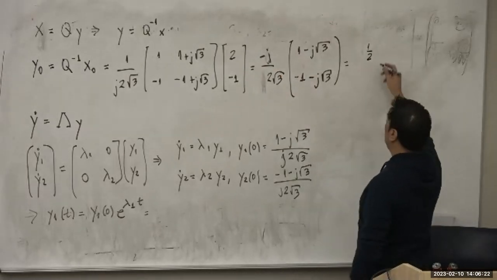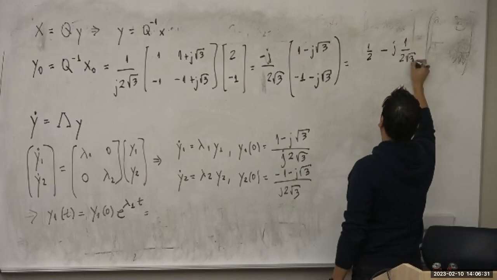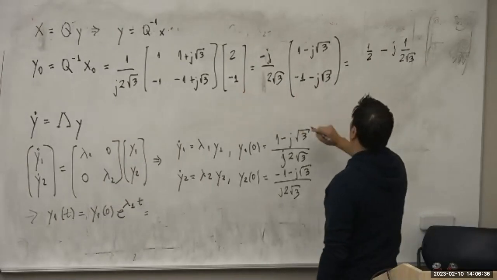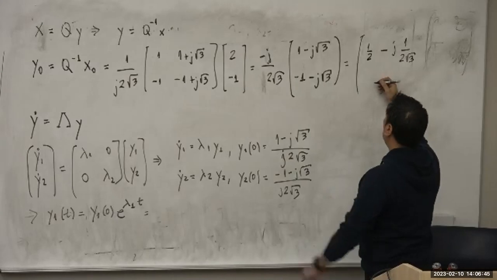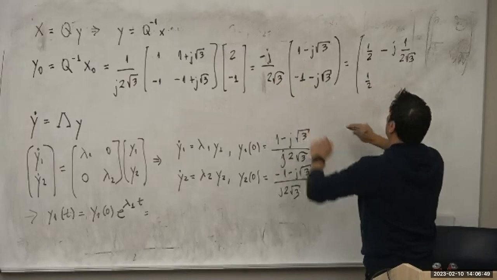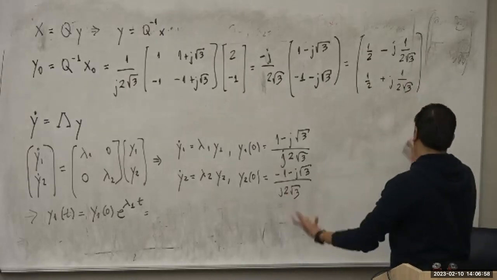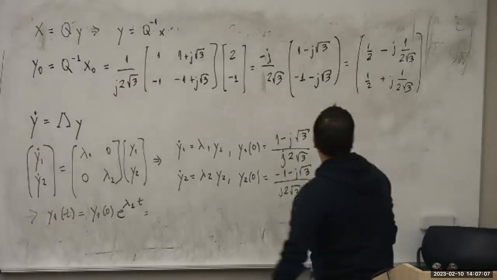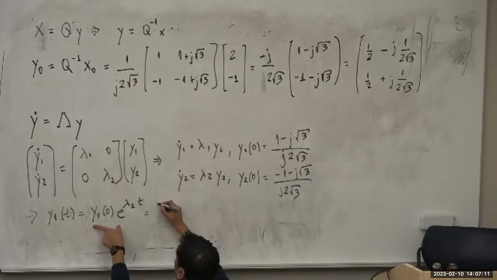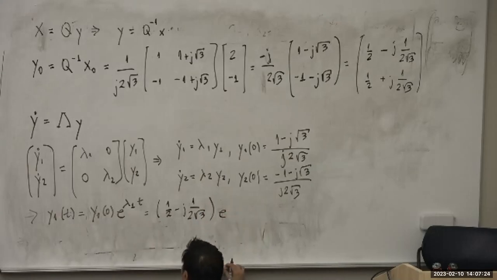And the other term will be negative j 1/2 square root of 3. Here on this part, we will get something similar. This is going to be the same term, 1/2, but this will be different with plus j over. So the initial condition becomes that term. Okay. So with that, we can replace the value here for the solution for y1, which is going to be 1/2 minus j 1/2 square root of 3 multiplied by the exponential of lambda 1 t.